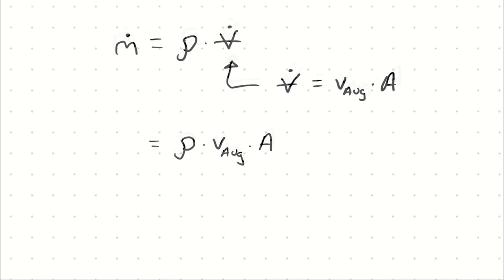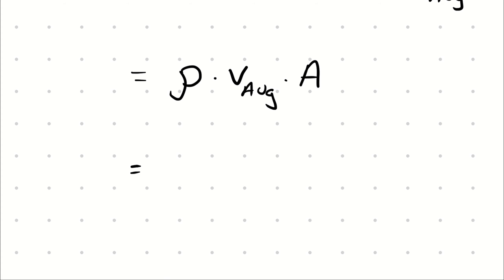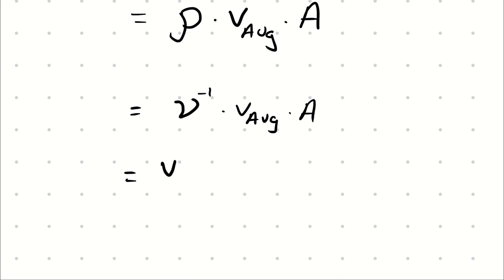In other cases, it might be more convenient for us to write specific volume instead of density, which you'll remember is going to be the reciprocal of density. So we could write that as specific volume to the negative first power times average velocity times cross-sectional area, which would be equivalent to average velocity times area divided by specific volume.